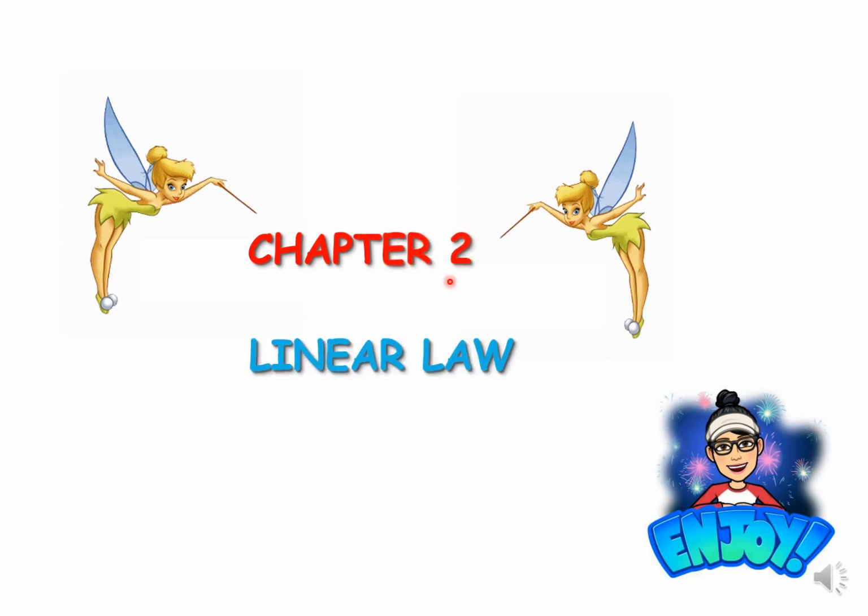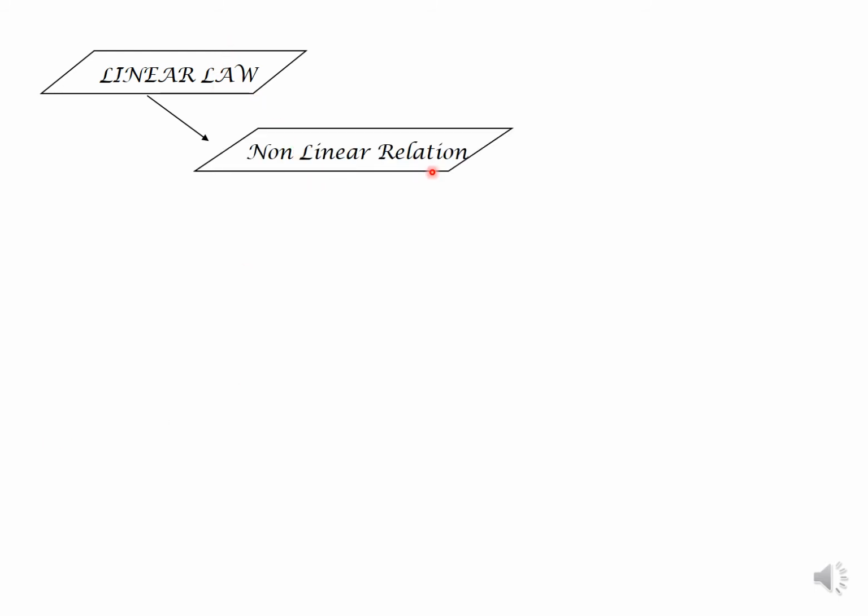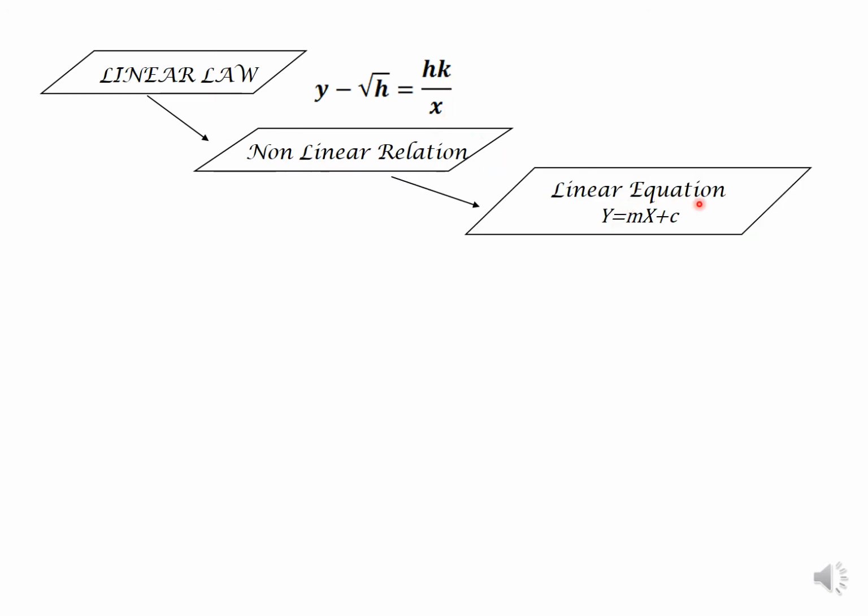Chapter 2, Linear Law. For a nonlinear relation given, y equals square root h plus hk over x, it can be reduced to the linear equation capital Y equals m capital X plus c, where capital Y will be in terms of xy, and m will be in terms of square root h, capital X will be in terms of x, and y-intercept c will be in terms of hk.